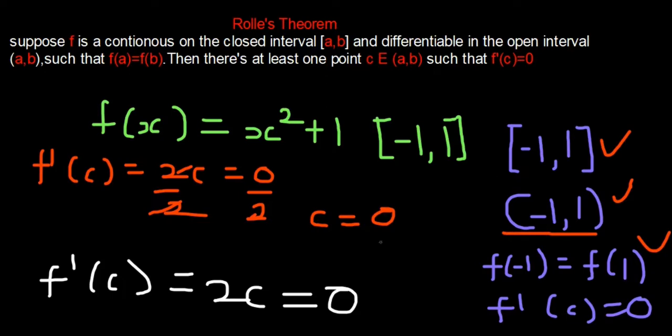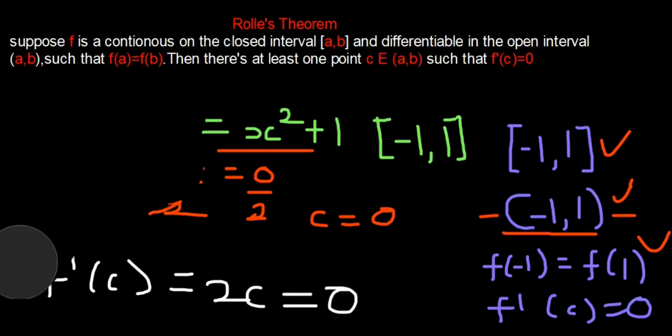So one thing you should look out for is that after you have found your point C, you should check whether it is in this open interval. Okay, you should check whether the point C is in this open interval. And when looking at this, of course, between -1 and 1, we get 0 there. So our point C is in this open interval. So therefore, Rolle's theorem is true for this function here. So let's take a few more examples.